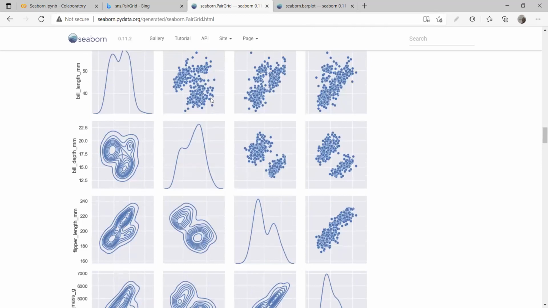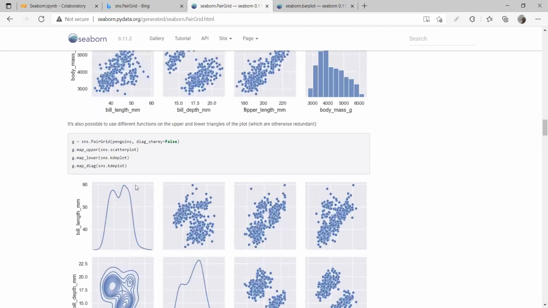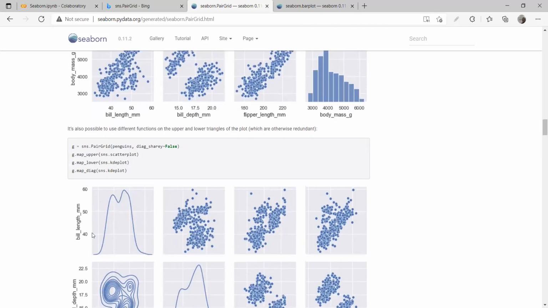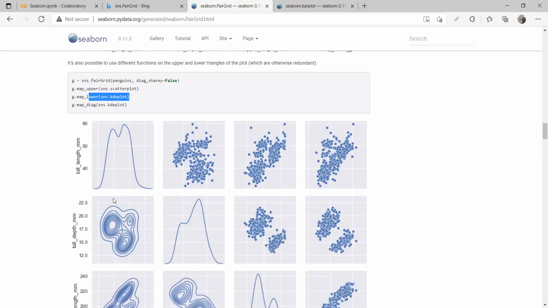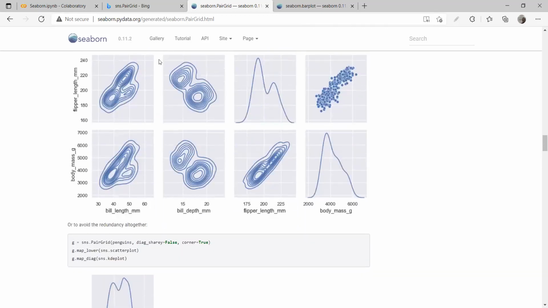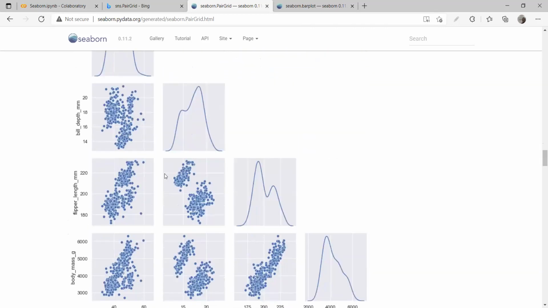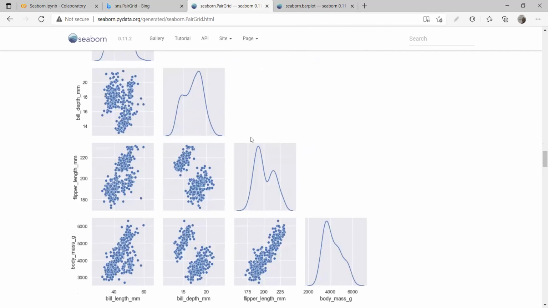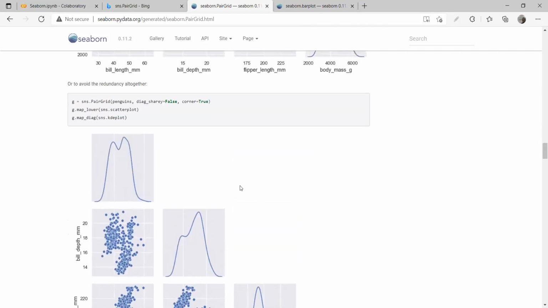You are showing a KDE plot and a scatter plot, and over here again a KDE plot on the diagonal elements as well, right? So it's also a good example wherein the upper is a scatter plot, the lower is a KDE plot, and the diagonal element is also KDE. Diagonal is KDE, lower is scatter, upper is nothing, right?